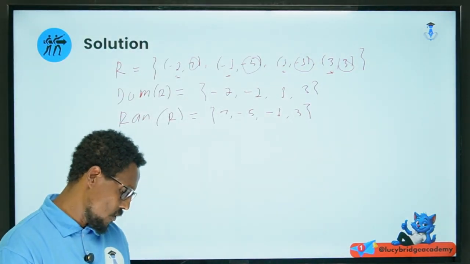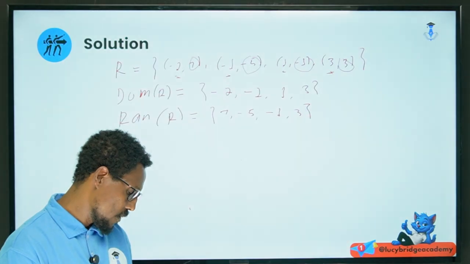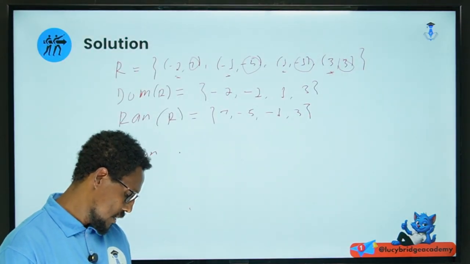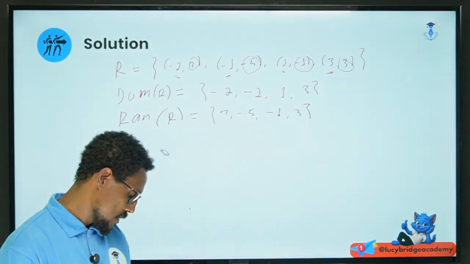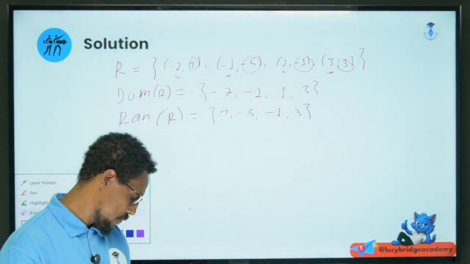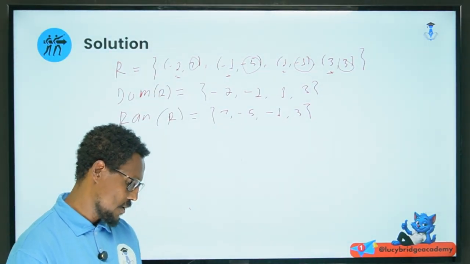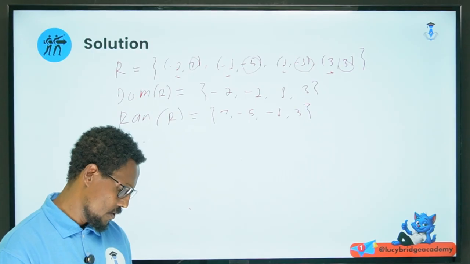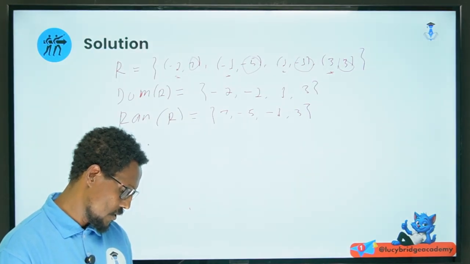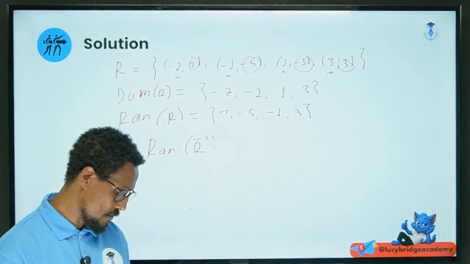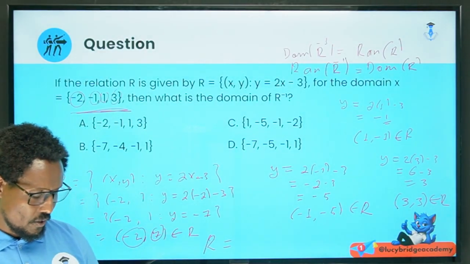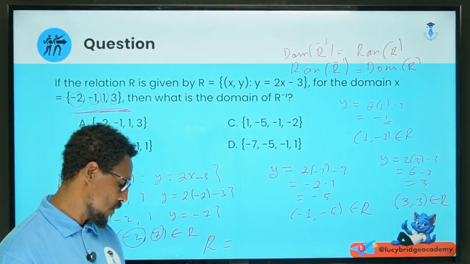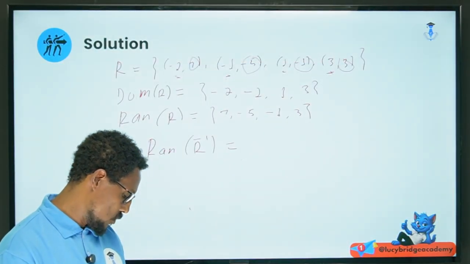So I know the domain and range of r. We are asked to find the range of r inverse. Sorry, not the range of r, the domain of r inverse. Okay, the domain of r inverse.